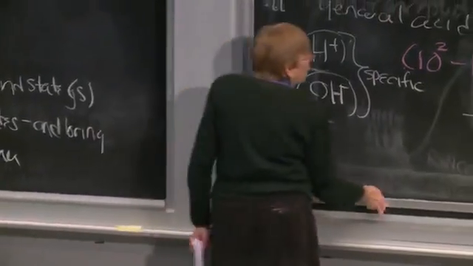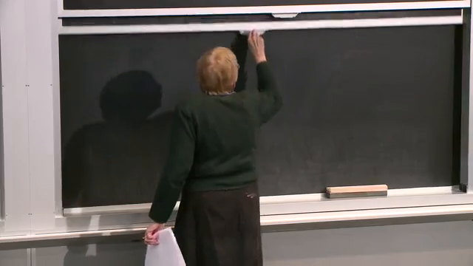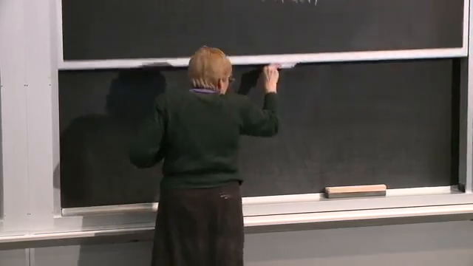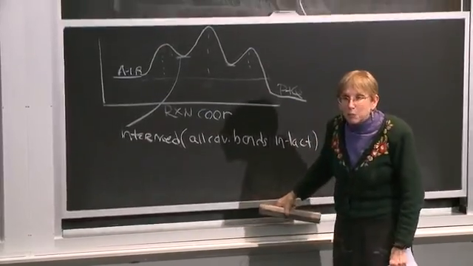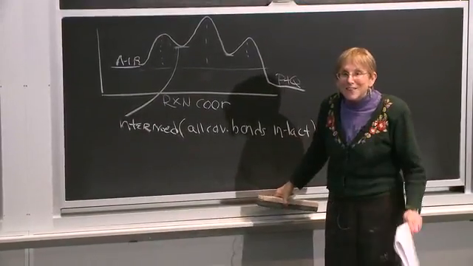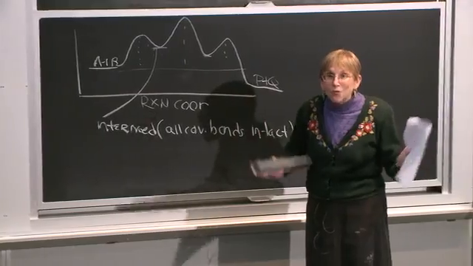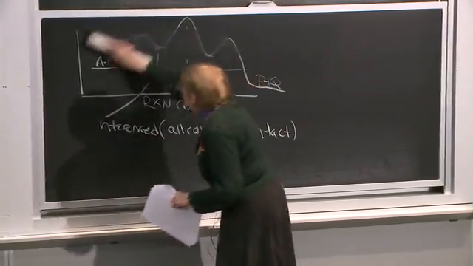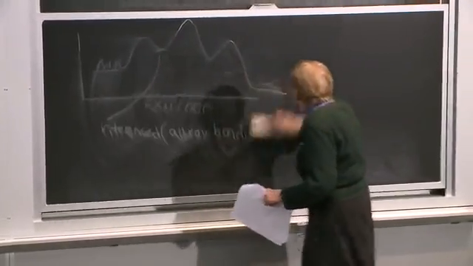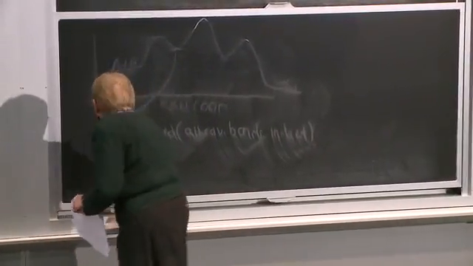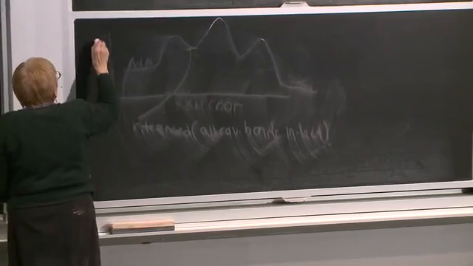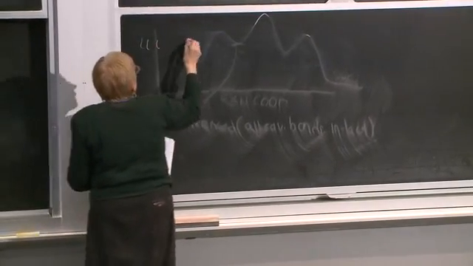Okay, and you will see over the course of the rest of the semester many active sites of enzymes with many amino acid side chains that are playing roles in general acid and base catalysis. And the last type of catalysis is covalent catalysis.